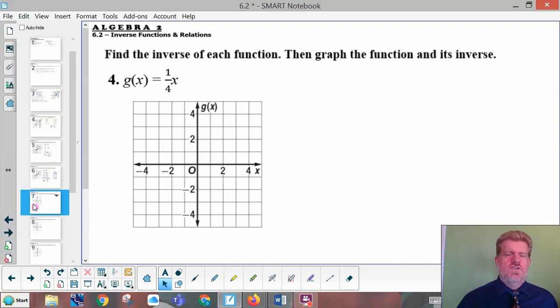All right, what about this function? Yes, it is also a straight line. So think about it this way. I'm just going to offer you a different way to think about it. My original graph is 1/4 x.